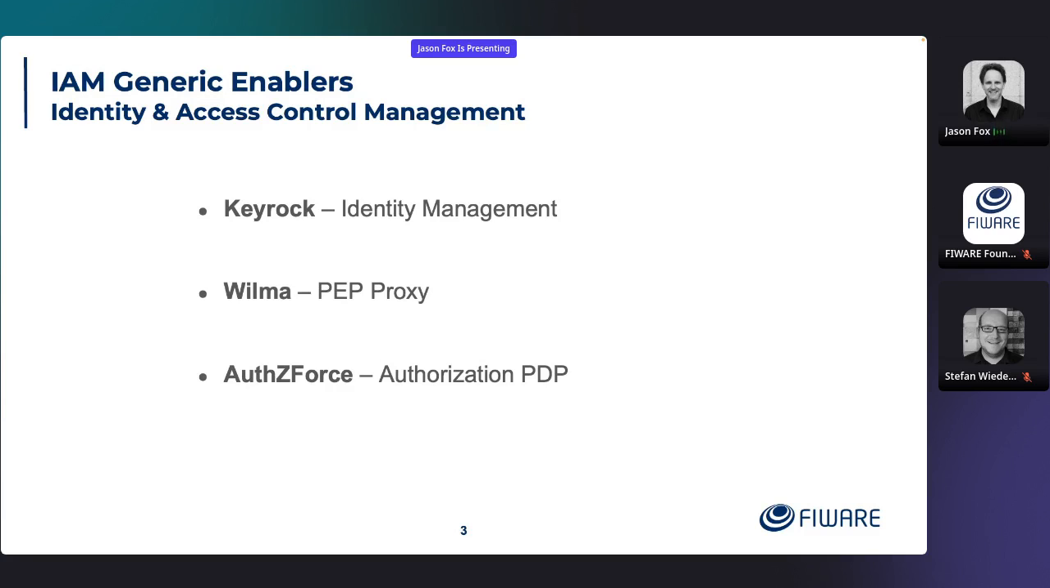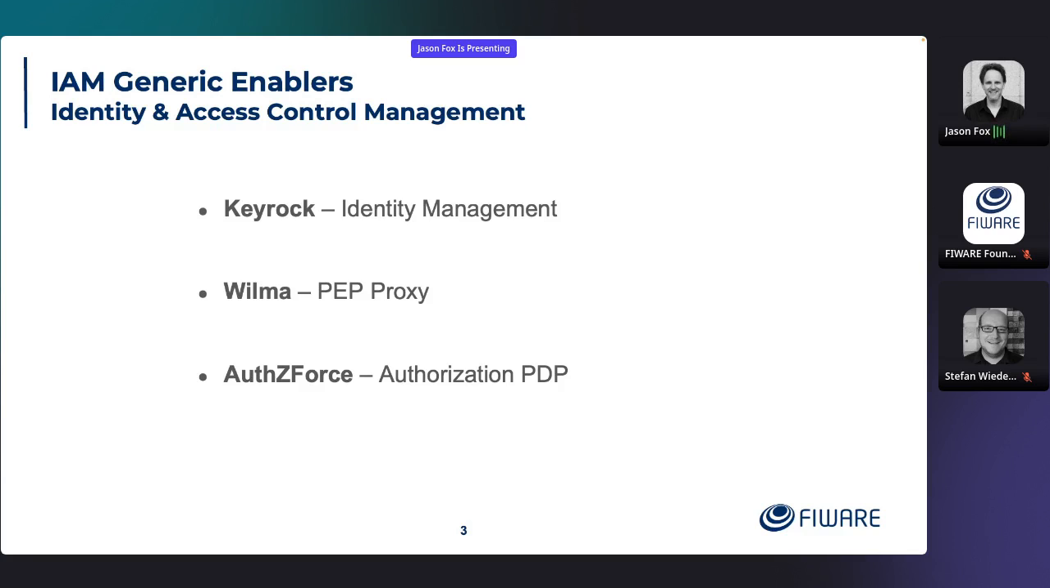So for the system, which I'm going to show off in a second, we're going to be dealing with KeyRock, Wilma, and AuthZForce. KeyRock is an identity manager. It explains who people are and what they are allowed to do. Wilma is a PEP proxy, a policy enforcement point, which basically says either you're allowed in, permit, or deny. And AuthZForce is a policy decision point, which makes the decisions based on what information you've got.